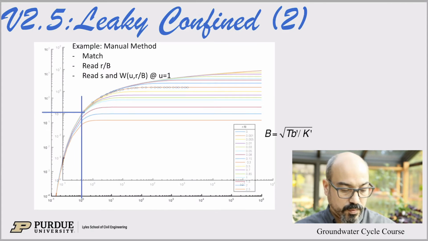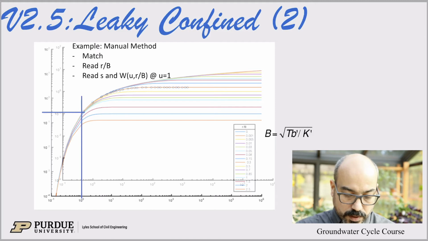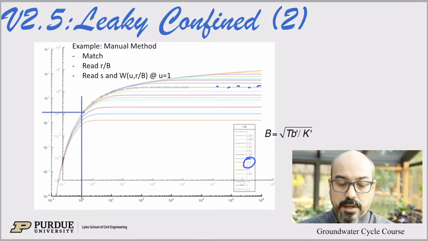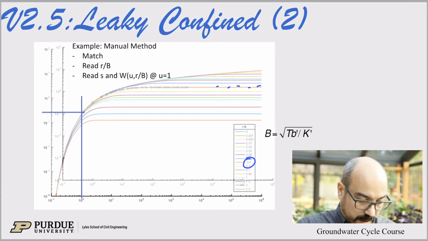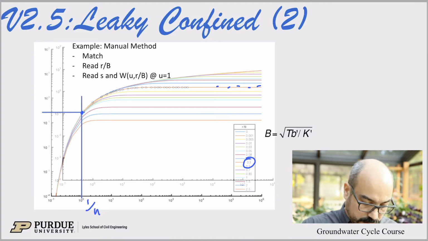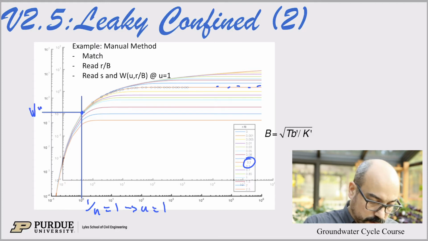There it is. This is the same as the last video, right? If we fit the data, we see that we're along this orange curve. We go from the bottom. So this is the orange curve right here, r over b equals 0.3. And now we have a match point here. So we're saying that 1 over u is 1, so u is 1, and W(u) is 0.1, 0.2, 0.25, maybe almost 0.3.